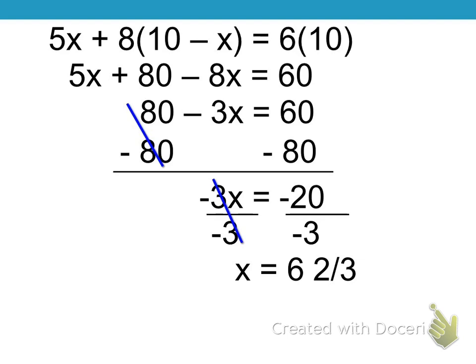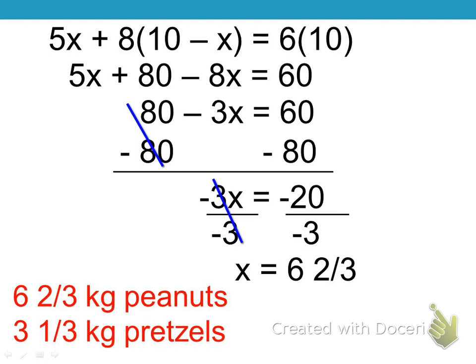Now you have to do 10 minus 6 2/3 to find the pretzels. This is the peanuts. Is it okay on the test? Yep, improper fractions are usually what I prefer. In word problems, though, it's nice to get a mixed number. But when you subtract that, you get 3 1/3 kilograms. That's our pretzel answer.